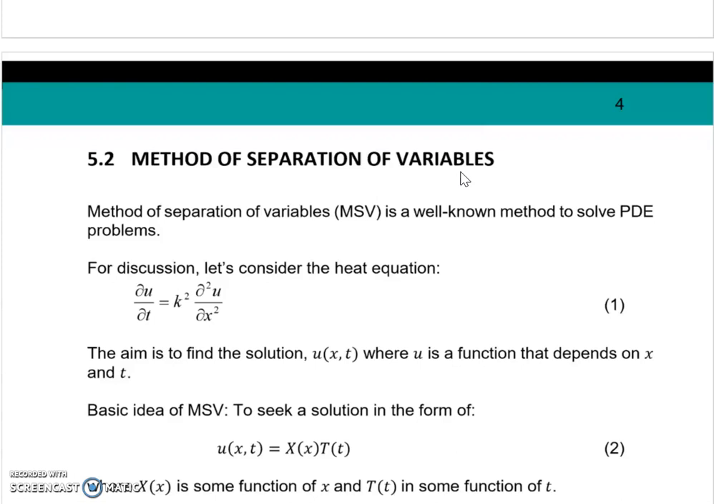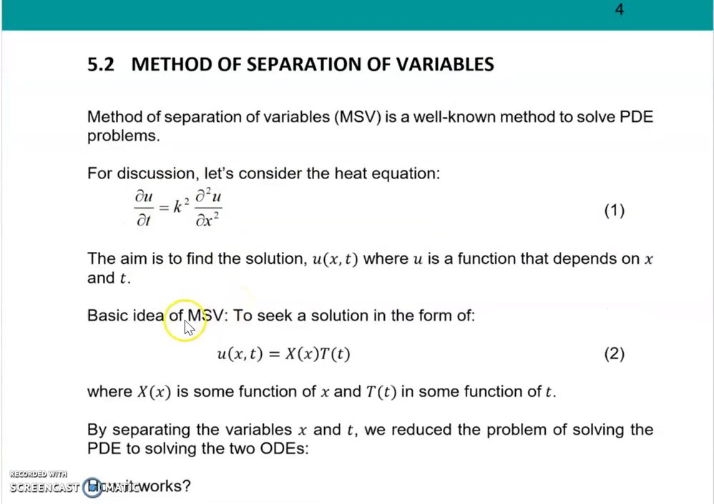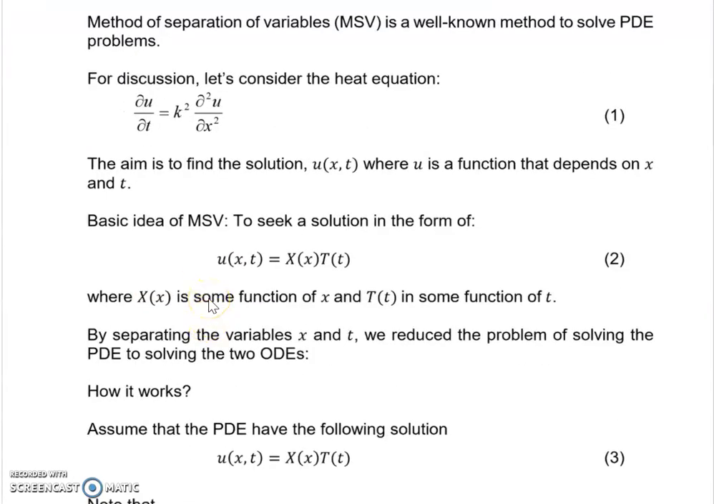For discussion, let us consider this heat equation here: del u del t equals k squared, where k is a constant, del squared u del x squared. So, the basic idea of the separation of variables method: the solution to the heat equation here, equation 1, is assumed to be in the form of X times T.